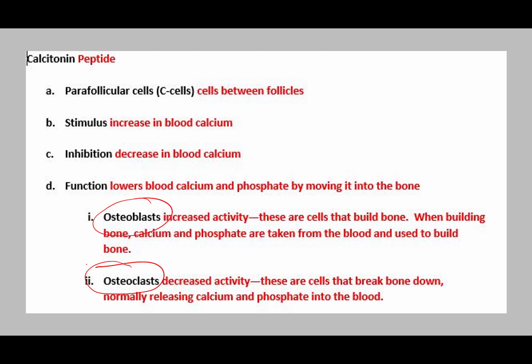Since osteoclasts are the cells that break bone down, we don't want them functioning. So calcitonin slows down the osteoclasts. It decreases their activity.